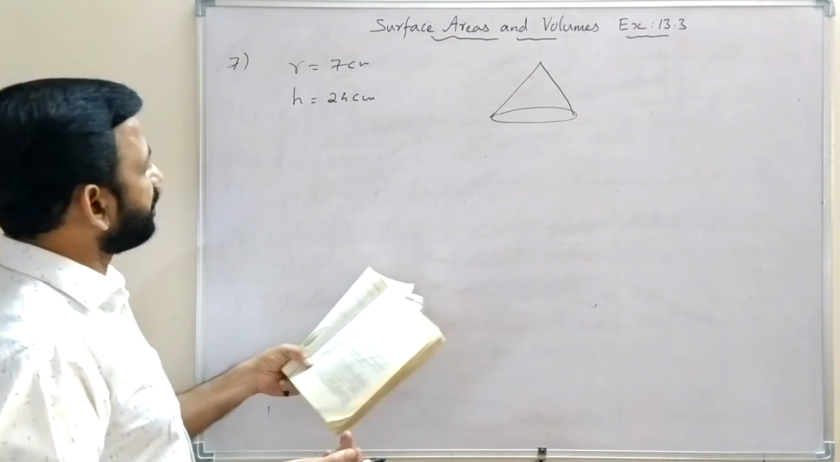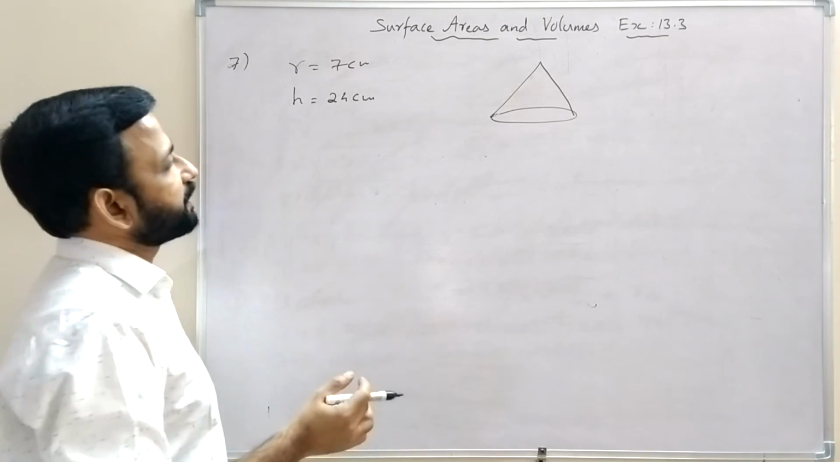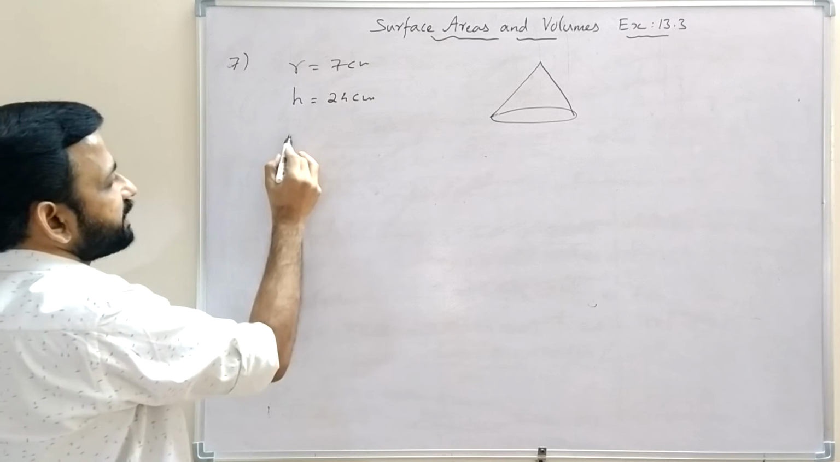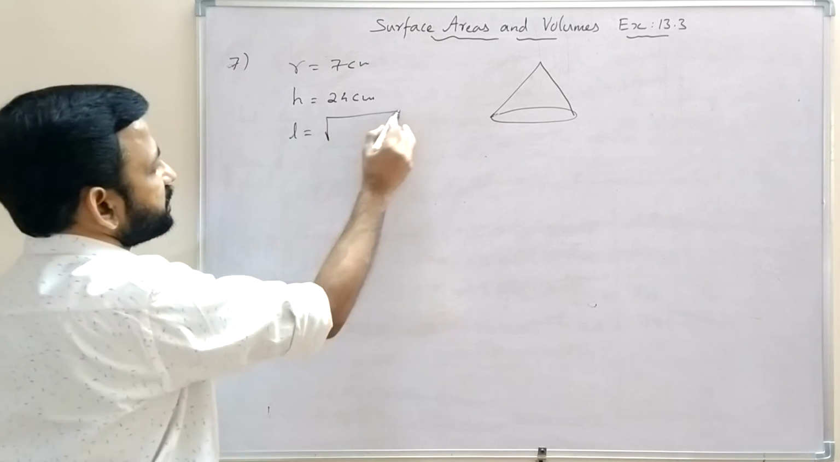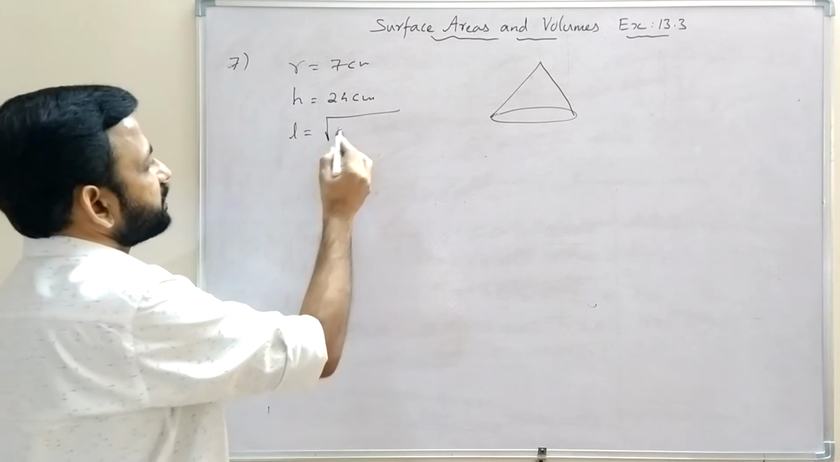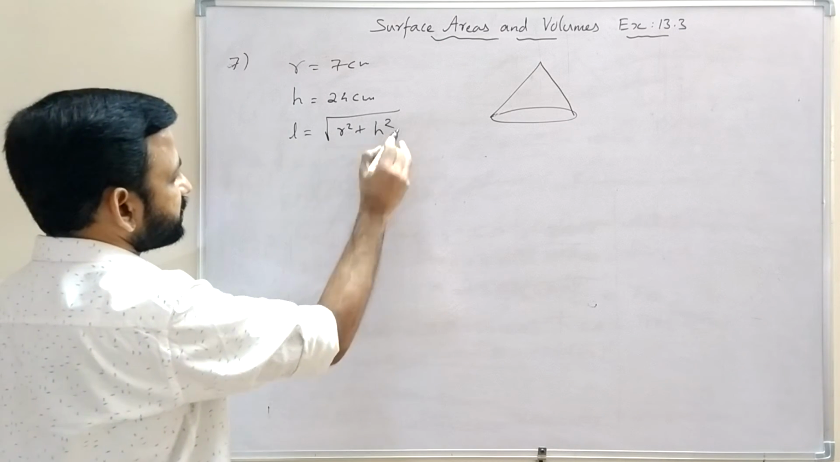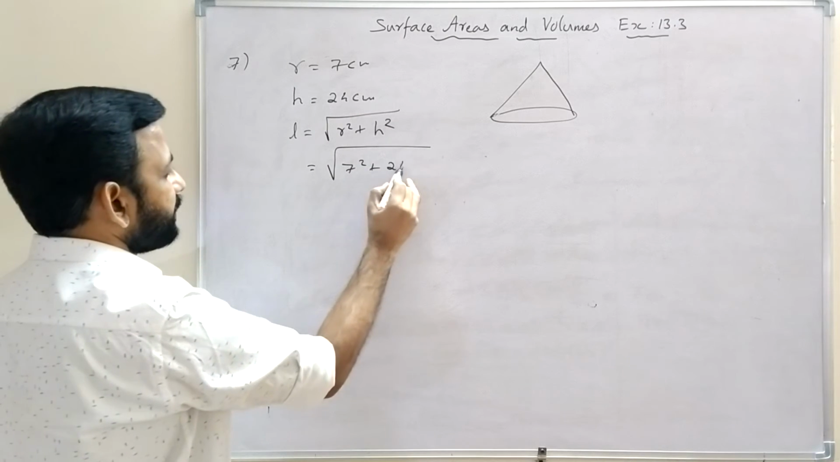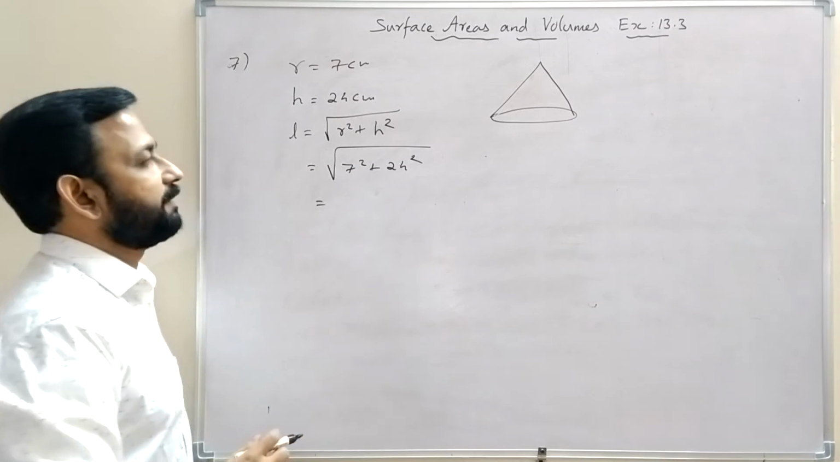So here the problem L is not given. When we find curved surface area, first we have to calculate slant height L. So L is equal to square root of R square plus H square. So that is square root of 7 square plus 24 square. So we will get L.